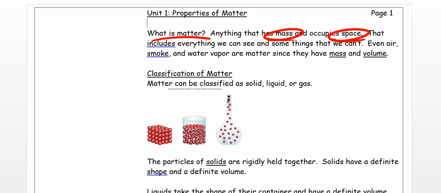How about light? Say light from an incandescent bulb. Would that be classified as matter? Well, no, because light doesn't have mass. It doesn't occupy space. It's pure energy. So I think we've got a pretty good idea then of what matter is. So let's start now to classify matter and look at different techniques for classification of matter.